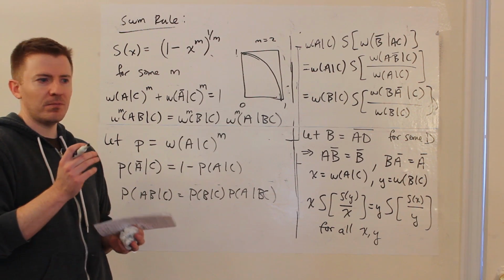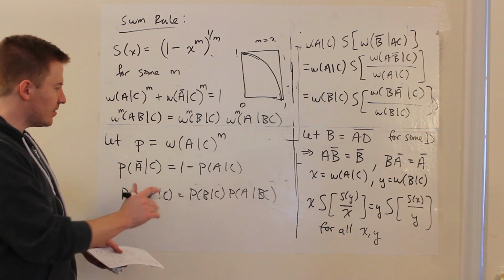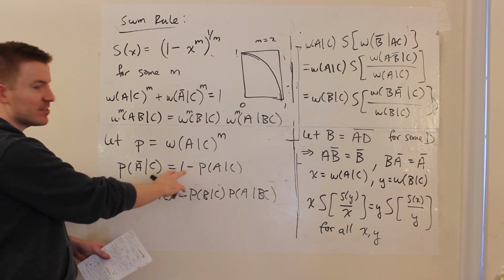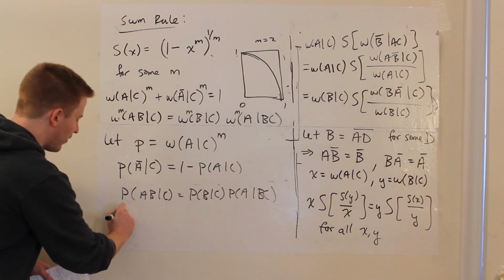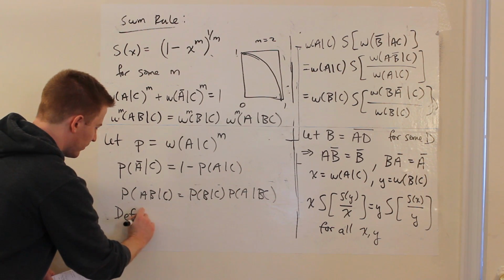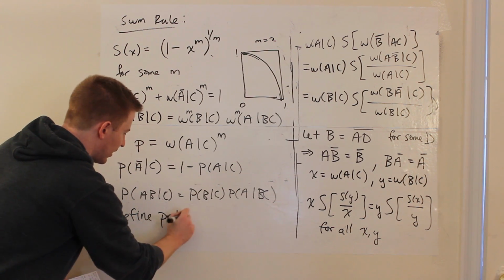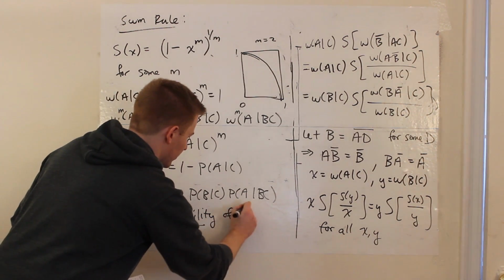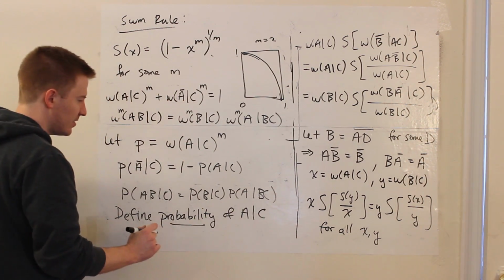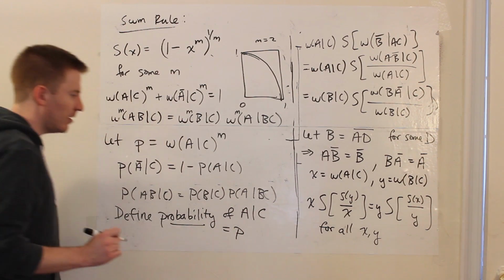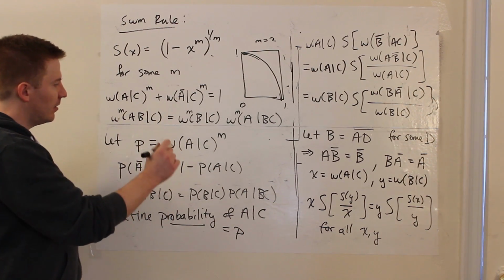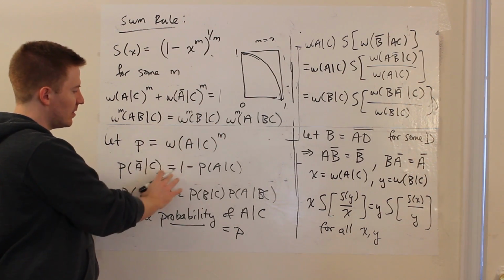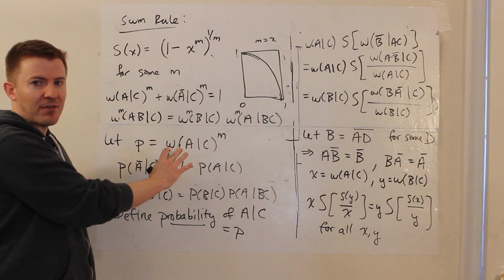Okay, so basically what we're going to do is, once we've worked out these functional relationships and we've changed scales to P, we're going to go ahead and just define that as the probability. So the probability, finally, at long last, of proposition A given proposition C is this number P, which we get by changing the scale of the weights of the plausibilities in such a way that these functional relationships have a convenient form.